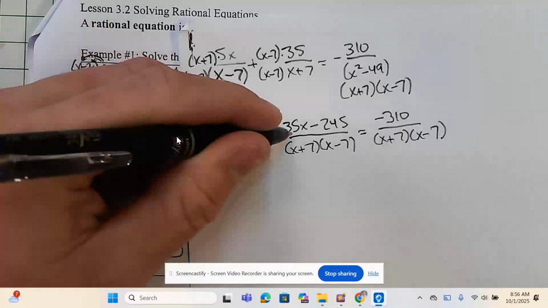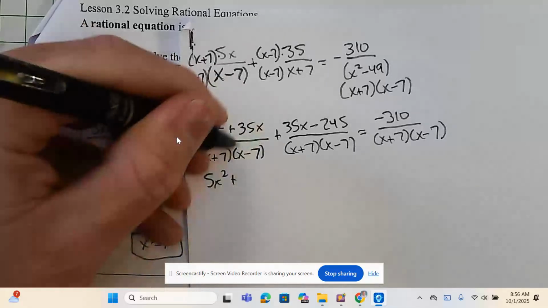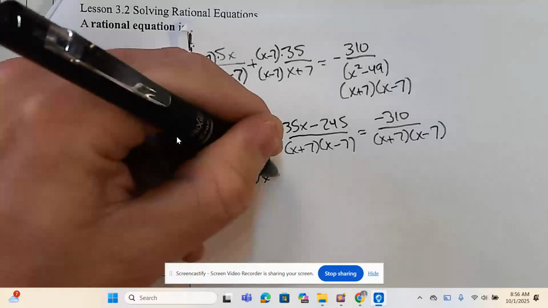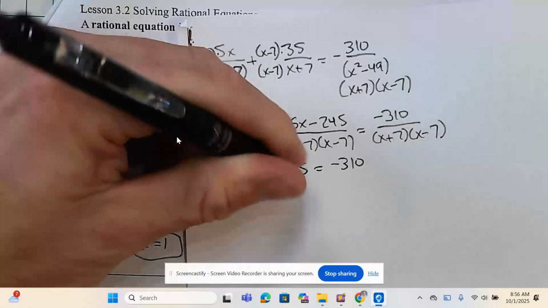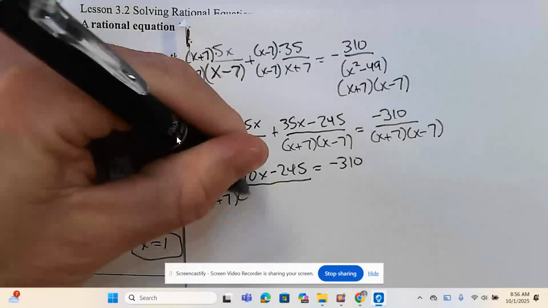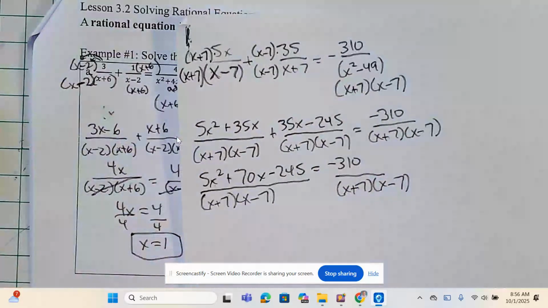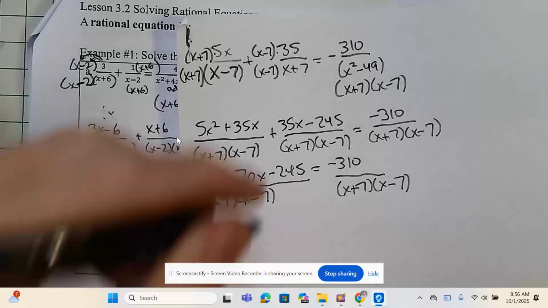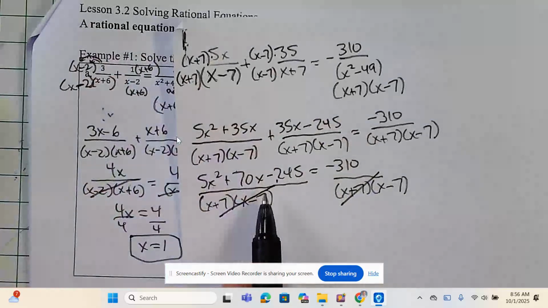So Aubrey probably won't. So I combine like terms: 5x squared, 35 plus 35, 70x, minus 245. So as I said, I'm going to combine like terms, over x plus 7, x minus 7. I better be able to fit this on one page. What can I do with the bottoms now? Cancel. All right.